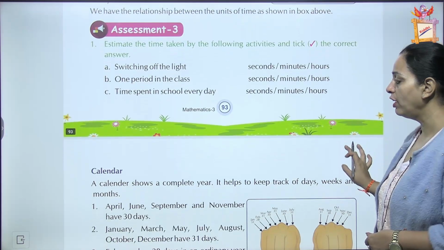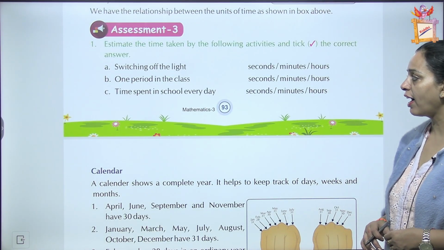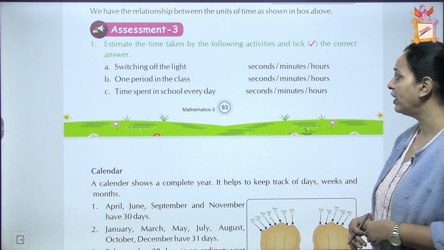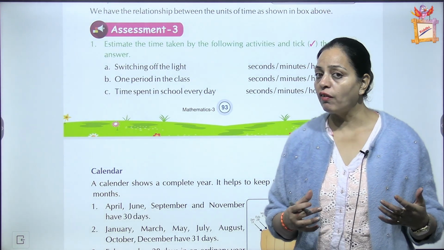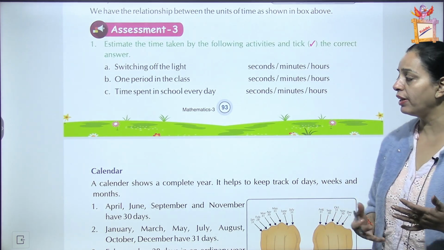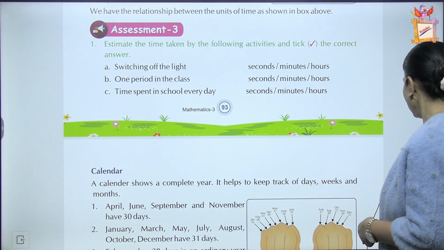Now assessment 3. The first one: estimate the time taken by the following activities and tick the correct answer. Like A part, switching off the light. So seconds, minutes or hours? So seconds.